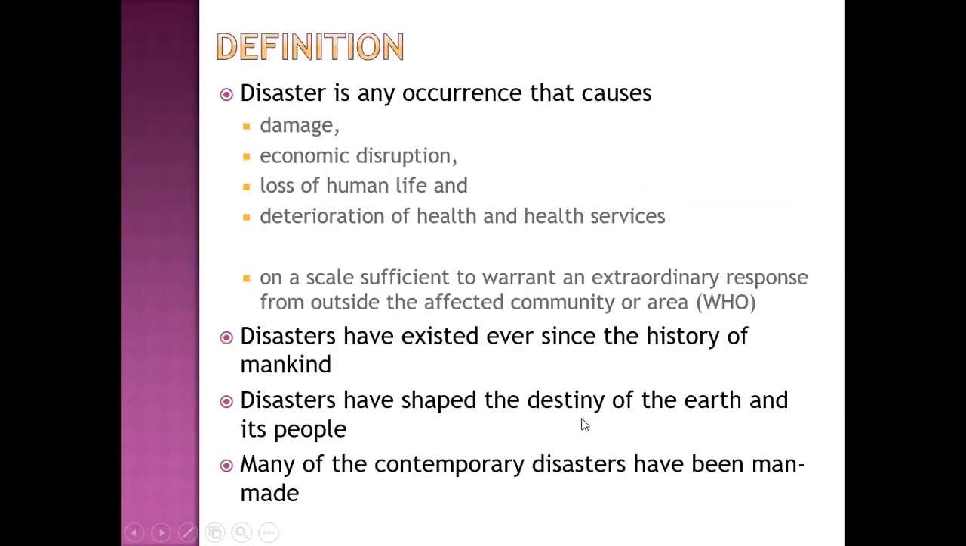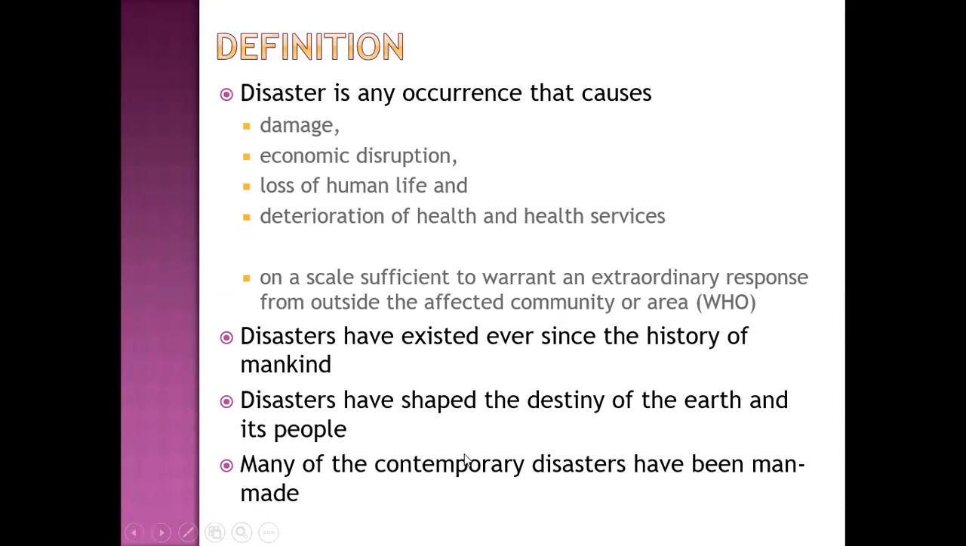So, disaster. Disaster is any occurrence that causes damage, economic disruption, loss of human life, and deterioration of health and health services on a scale sufficient to warrant an extraordinary response from outside the affected community or area. This is the WHO classification. Disasters have existed ever since the history of mankind, and disasters have shaped the destiny of the earth and its people.